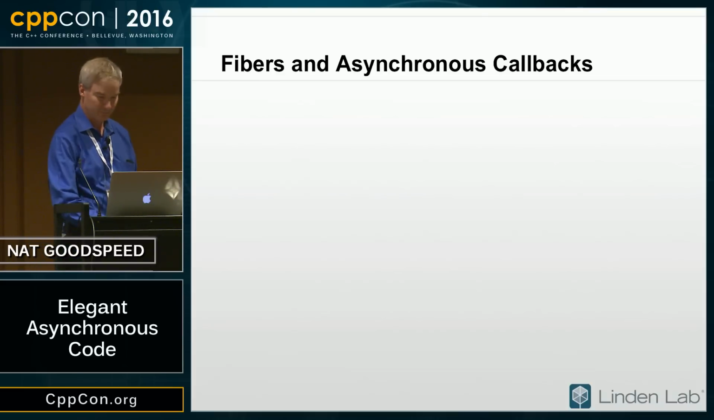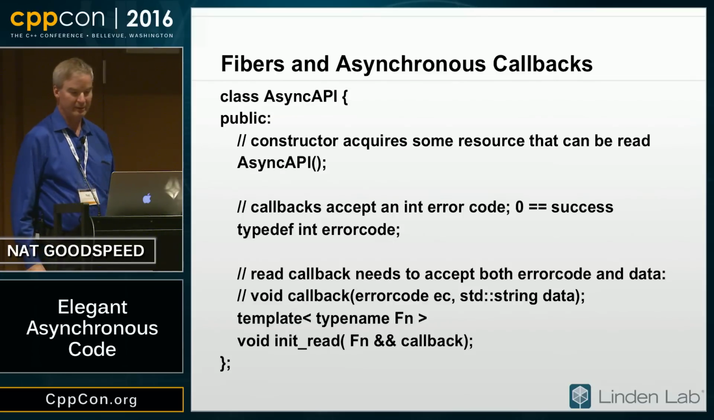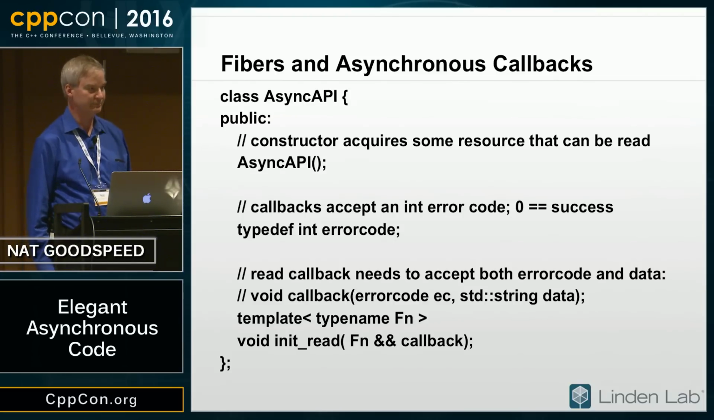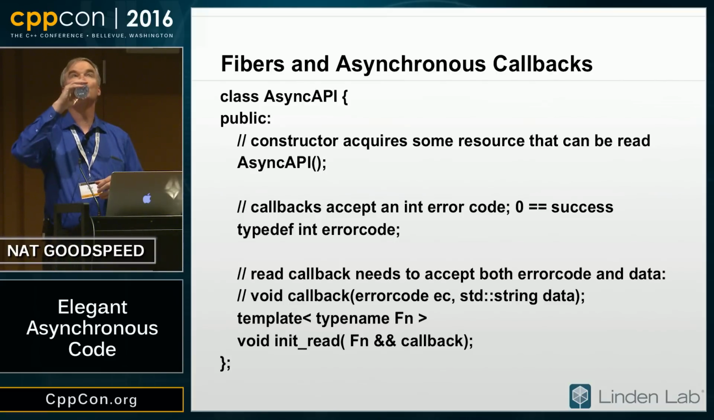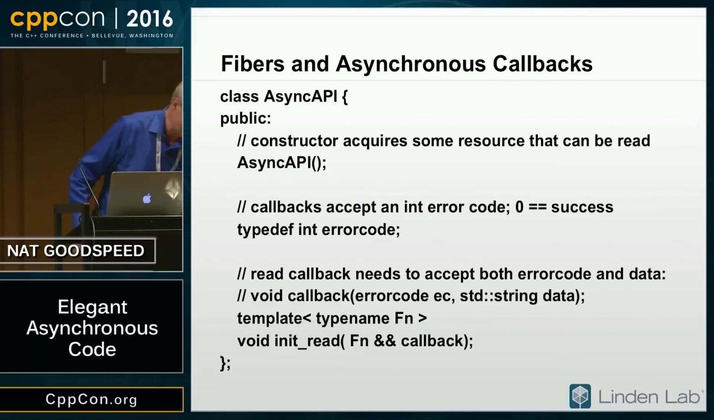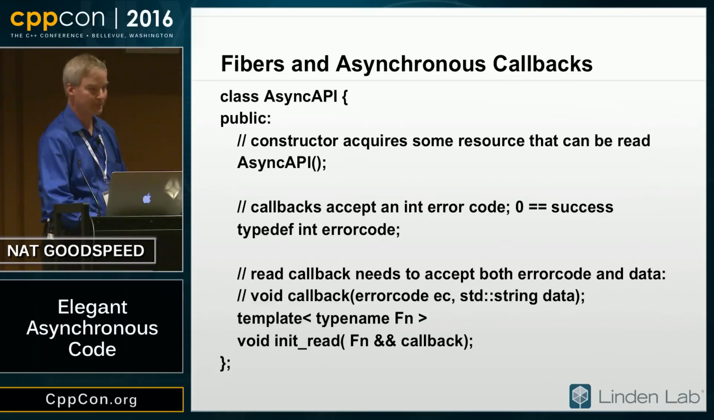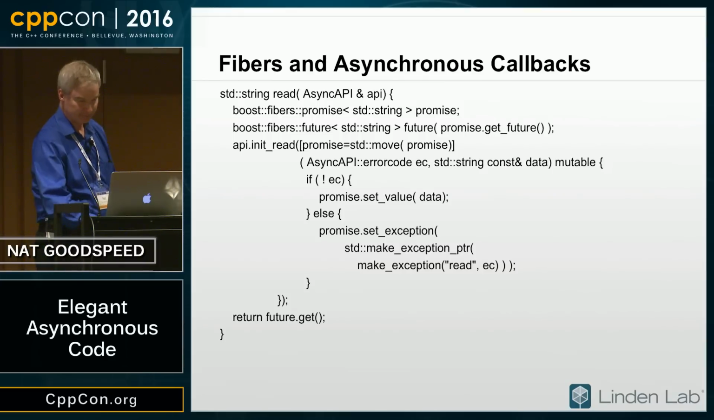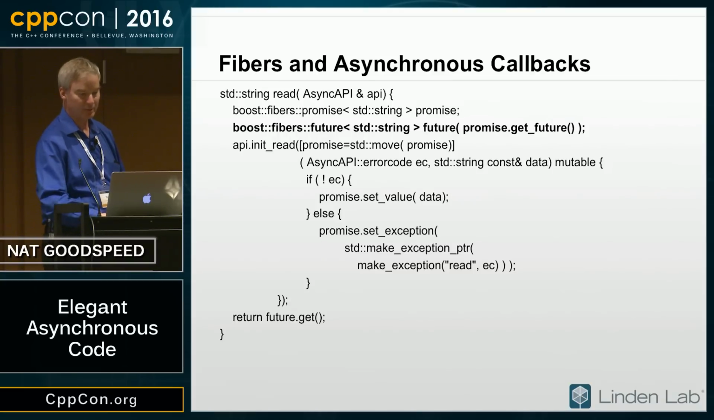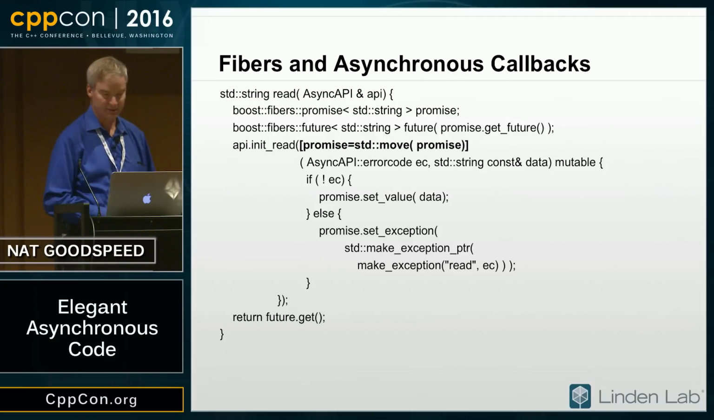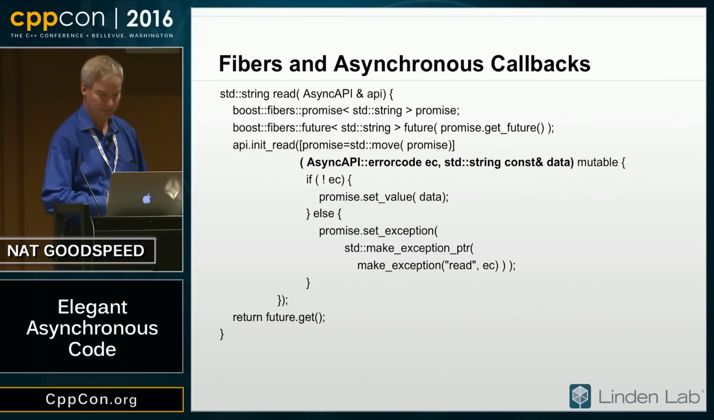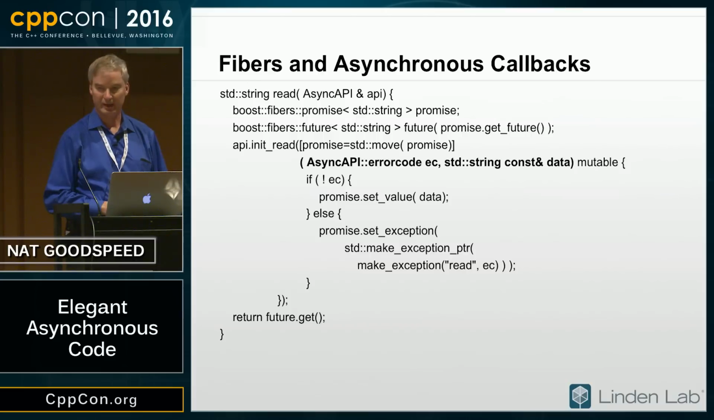So let's work an example. Here's an API with an init read call accepting a callback. Here's an adapter. We declare a promise of standard string. We capture that promise as future. Then we pass to the init read function a lambda that binds our promise using initialization capture. The lambda's signature matches the callback required for init read.